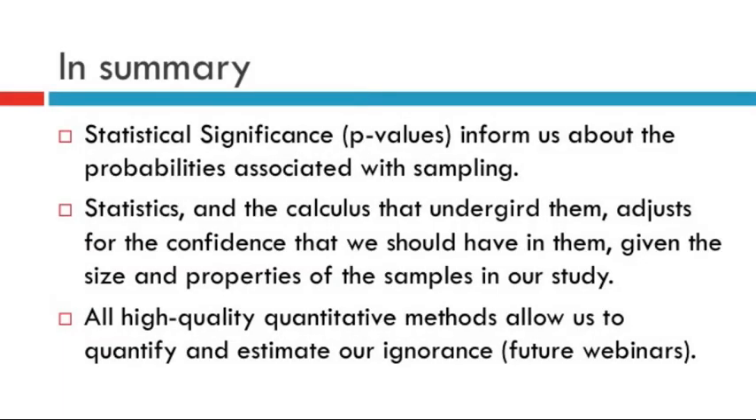So, in summary, statistical significance and the p-values inform us about the probabilities associated with sampling. That's generally hard for students to come to grips with on the front end. Statistics adjust for the confidence that we should have in them, given the size and the properties of the samples that are in our study. And all high quality quantitative methods allow us to quantify and estimate our ignorance. We'll talk about that in a future webinar.